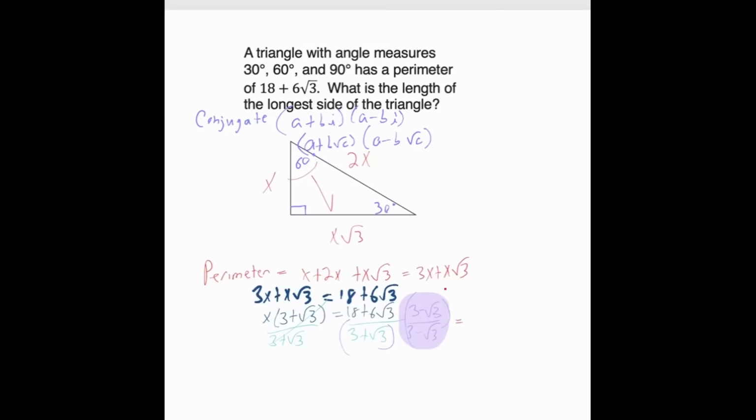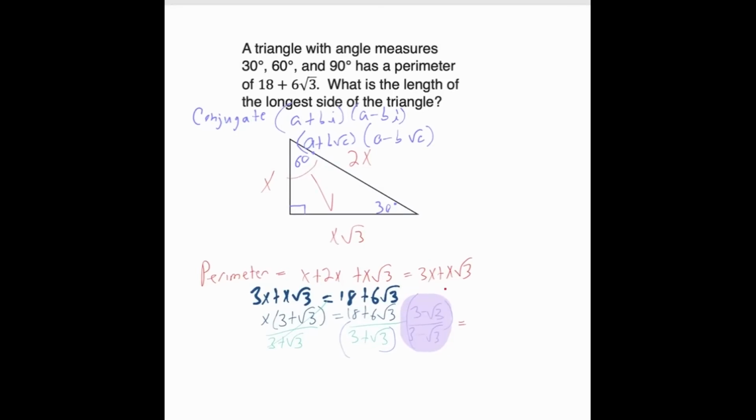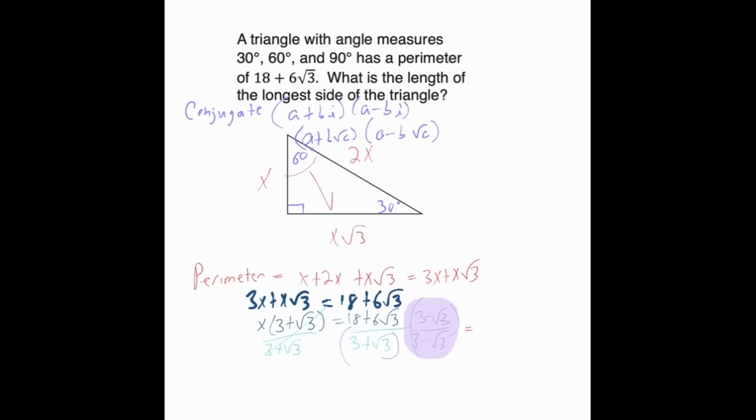So let's start simplifying here. In the denominator, we have first times first, 9. Outer times outer, 3 root 3. Inner times inner, 3 root 3. And last times last, minus 3.